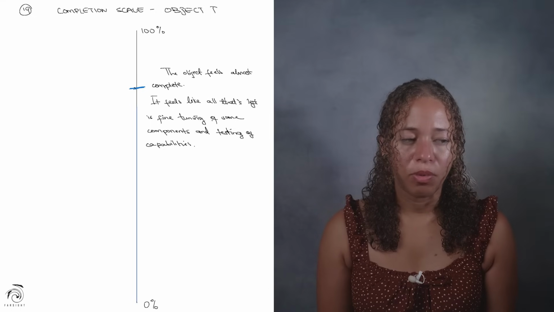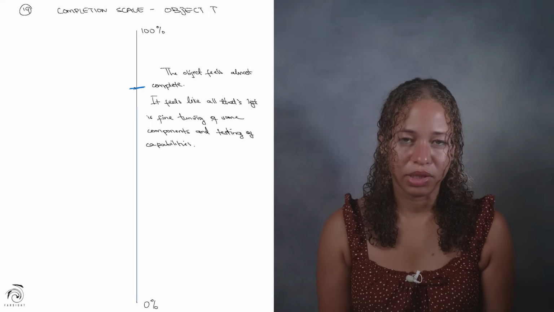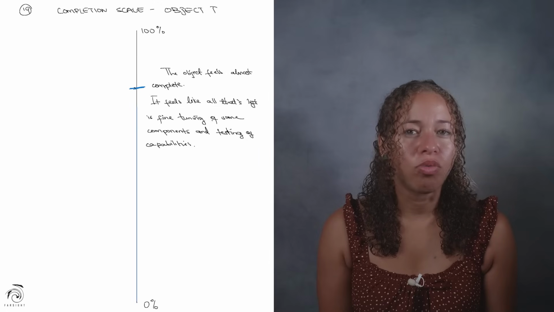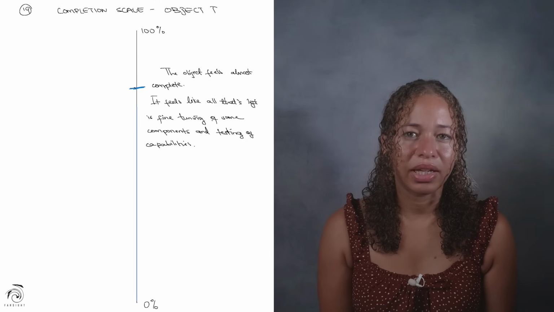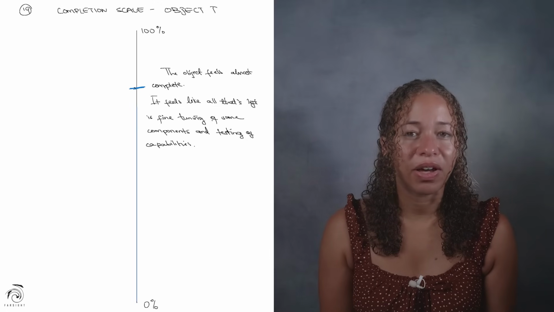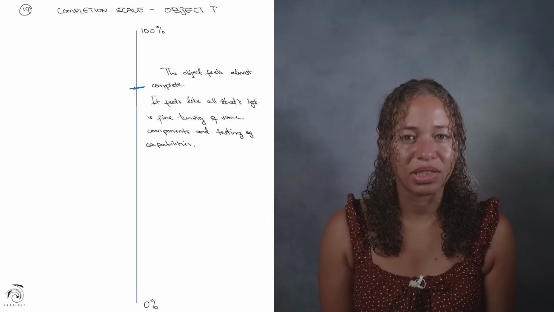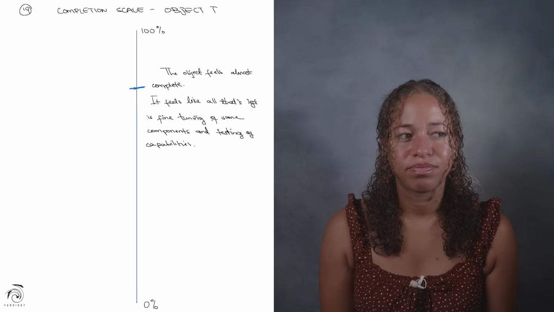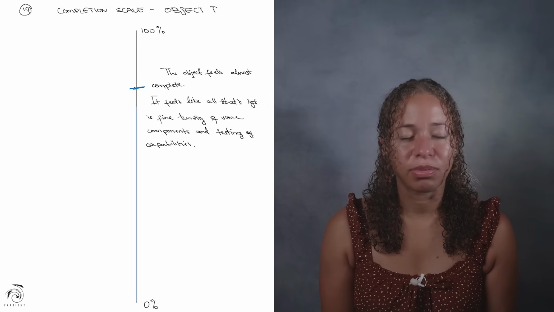Okay, so now I'm probing for the completion of object T. As I probe this, it feels like it's almost complete. It feels like all that's left is some fine-tuning of some components and testing of its capabilities. But I would call this maybe 80–85% complete.